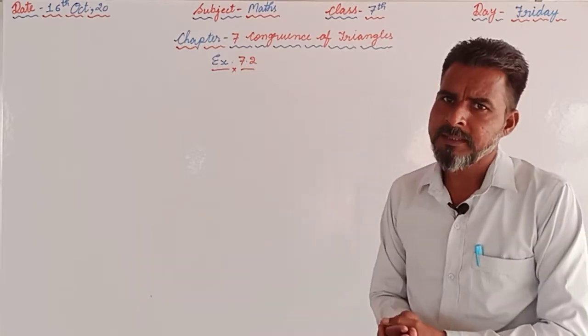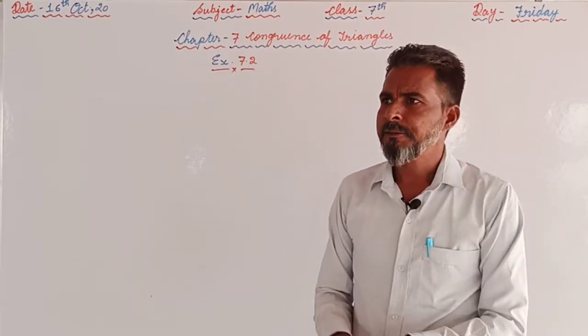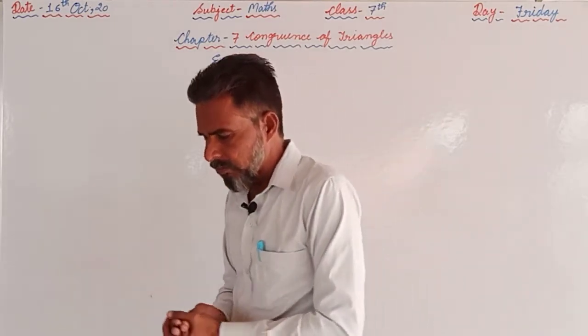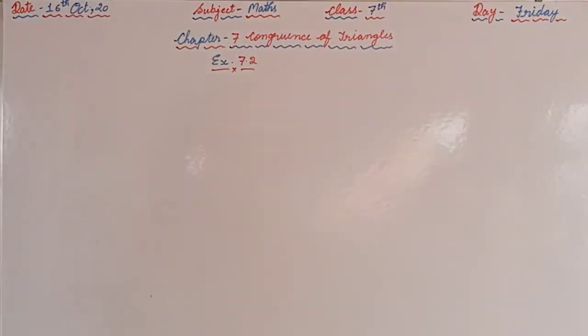This video is for class 7th and the subject is maths, and we are continuing the same chapter, chapter number 7, and the name of the chapter is congruence of triangles. As we are proceeding with exercise 7.2, we have completed the questions up to question number 5. So today we will start with question number 6.